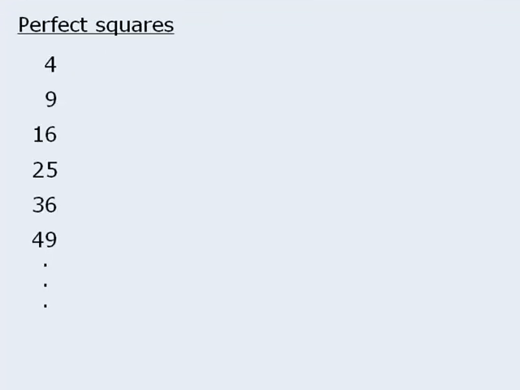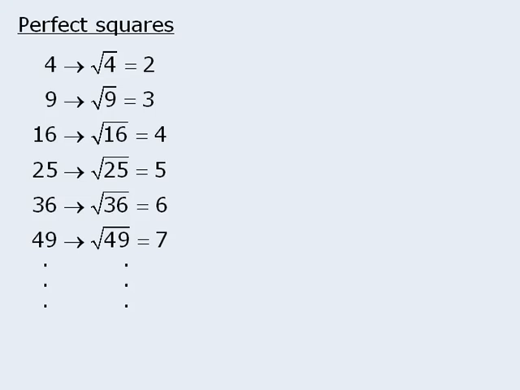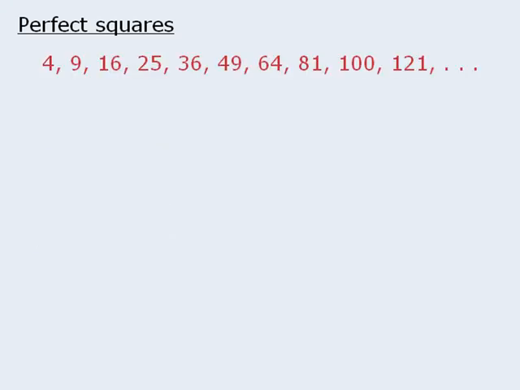Now, these numbers are called squares, or perfect squares, because they are the squares of integers. 4 is equal to 2 squared, 9 is equal to 3 squared, 16 is equal to 4 squared, and so on. Now, the great thing about perfect squares is that when we find the square root of perfect squares, the result is an integer. So, for example, the square root of 4 is 2, the square root of 9 is 3, the square root of 16 is 4, and so on. Let's take these perfect squares and write them up here.